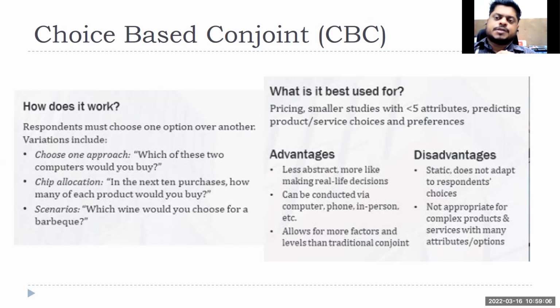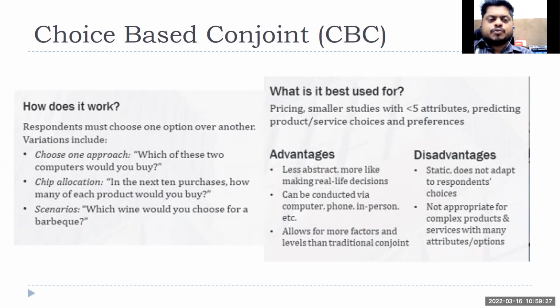It is not appropriate for complex products and services with many attributes, because like I said, once your attributes increase, and the number of labels increases, the number of product options will increase. If I ask a customer to go through 32 products, 56 products and choose one of them, nobody is going to do that task, right? So ideally the limitation is fewer than 5 attributes. If that is the case, try to use it.